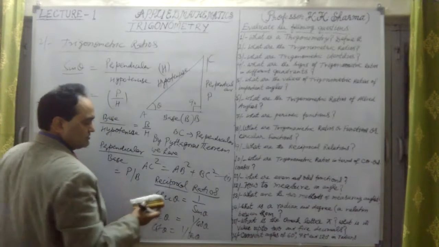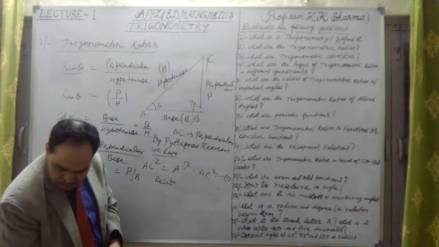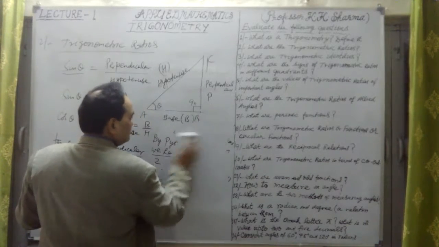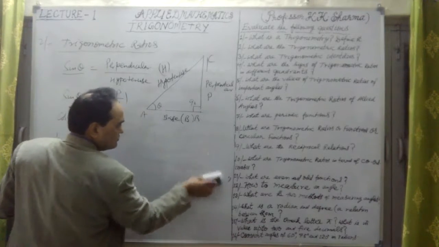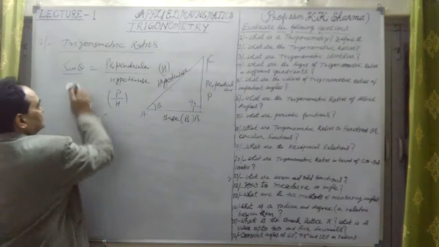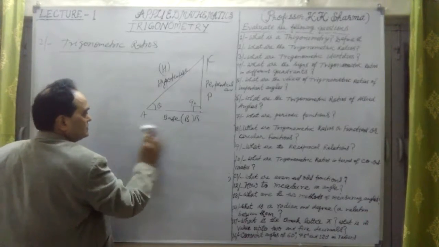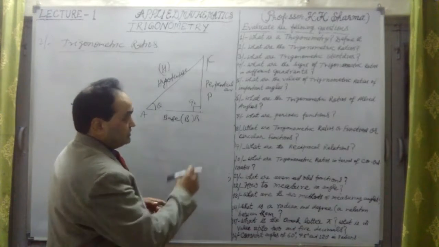So if you remember them, then what is the basic value of these trigonometric ratios? Let me just talk about them. For that, we have to just remember one formula. Let me just talk about that. And then I'll talk about the trigonometric identities.